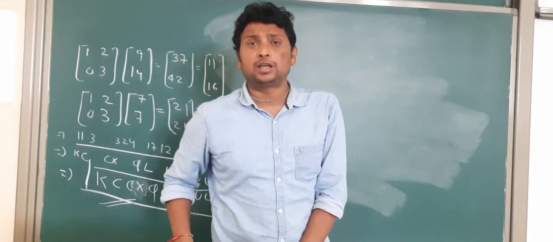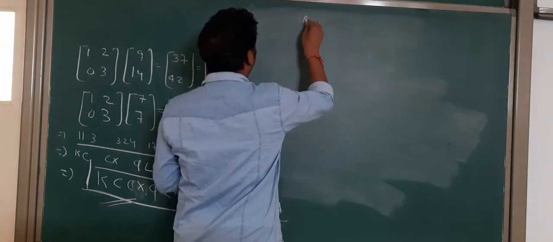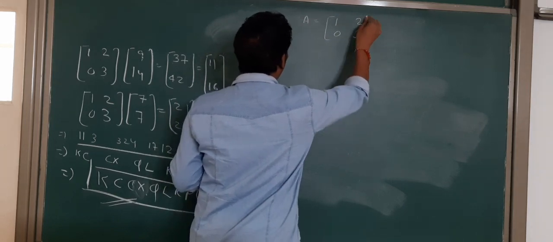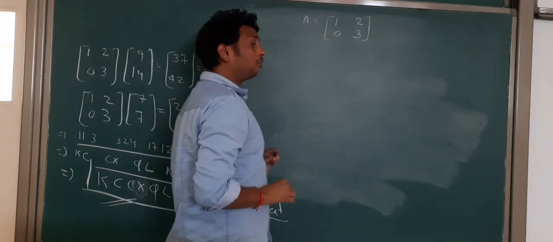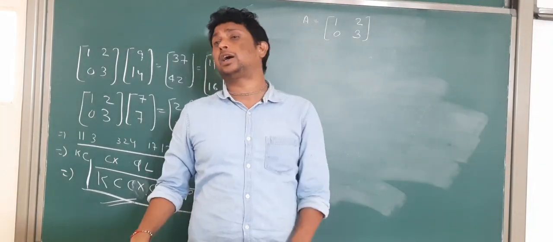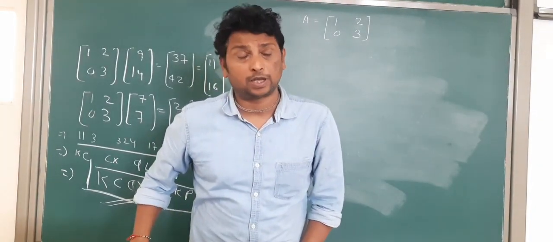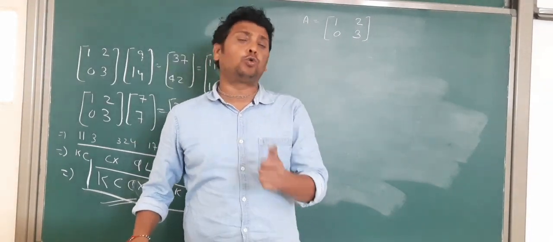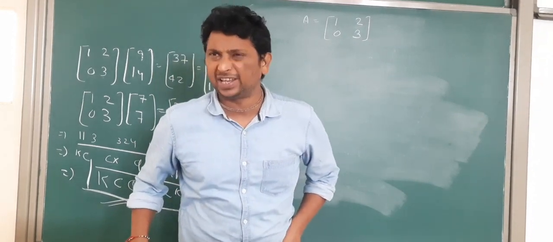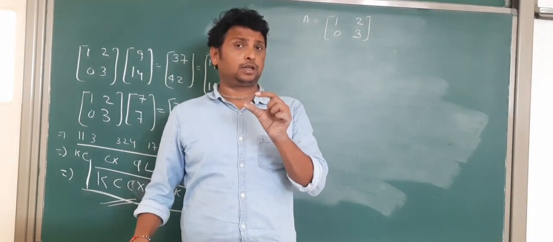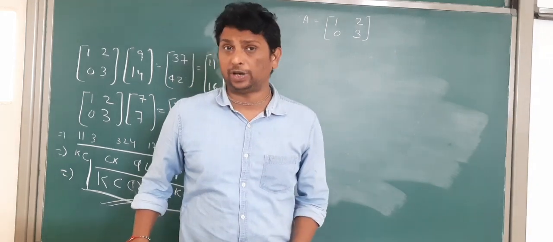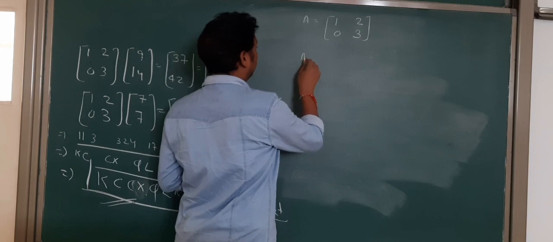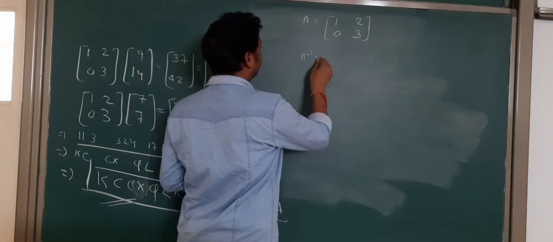For deciphering, whatever matrix you have, what is the matrix we have? 1, 2, 0, 3. First, find the inverse of this matrix using the modulo method. What is the modulo method? Under modulo 26, how we calculate A inverse is different from the usual one. I will explain. The procedure is very simple.